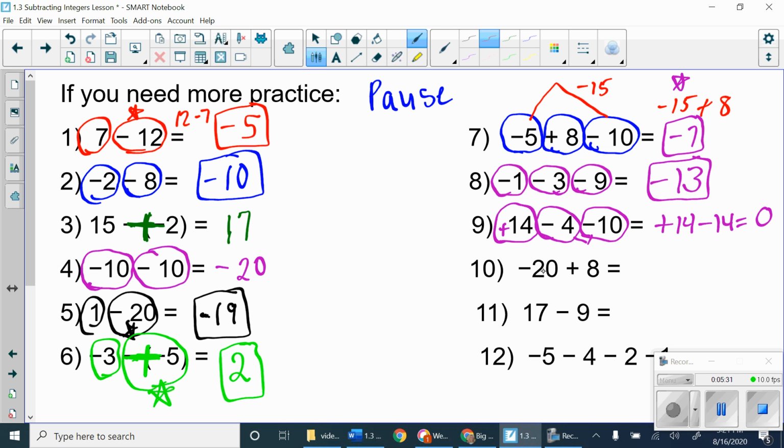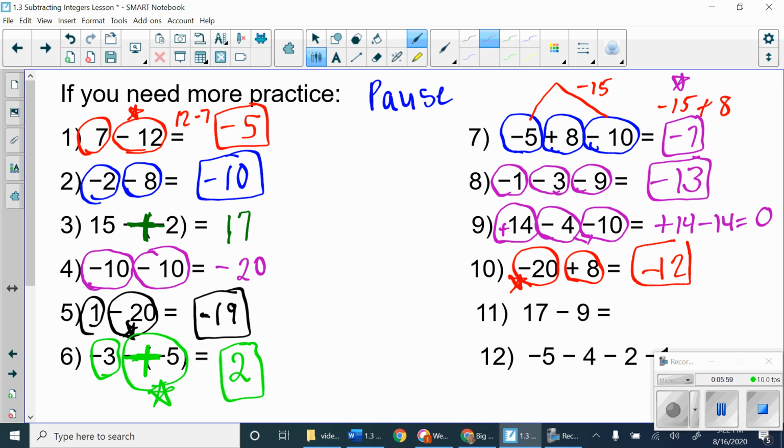We have a not positive 20, sorry. We have a negative 20. So circle the number and the sign to the left. And that is a positive 8. Different signs are going to subtract. And we're going to keep that negative sign because team negative has more than team positive. 20 minus 8 is 12. And because it has more negative, it's going to be a negative 12.